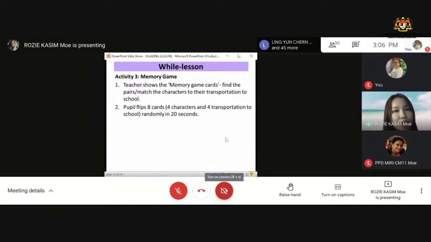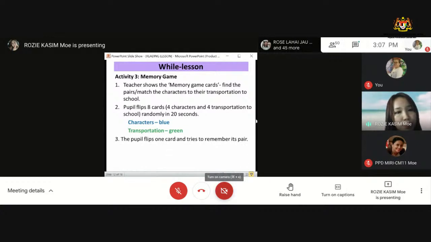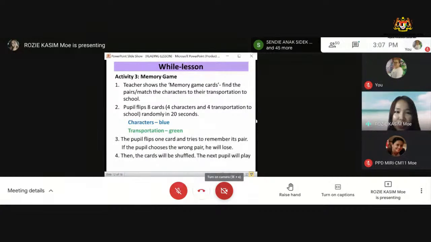Second, pupils flip the cards, which consist of 4 characters and 4 transportation to school, randomly in 20 seconds. So I write here 20 seconds. It all depends on the teacher; maybe you want to set more than 20 seconds to flip the cards. And then the cards are categorized into 2 colors. For the characters, I use blue, and for transportation, I use green. The pupils flip one card and try to remember its pair. If the pupil chooses the wrong pair, he will lose. Then the cards will be shuffled and the next pupil will play the game.